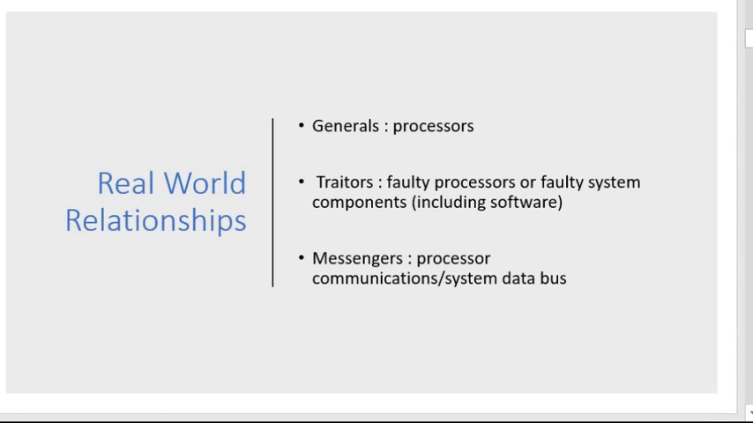Real world relationships: what is meant by it? We consider real world things with this example. Generals means the command head, the group of military people led by the head of the group. Generals here we describe as processors. Traitors: who are the traitors? Faulty processes or a faulty system, the faulty army people. Messengers: it is the only process by which we can communicate with each other.